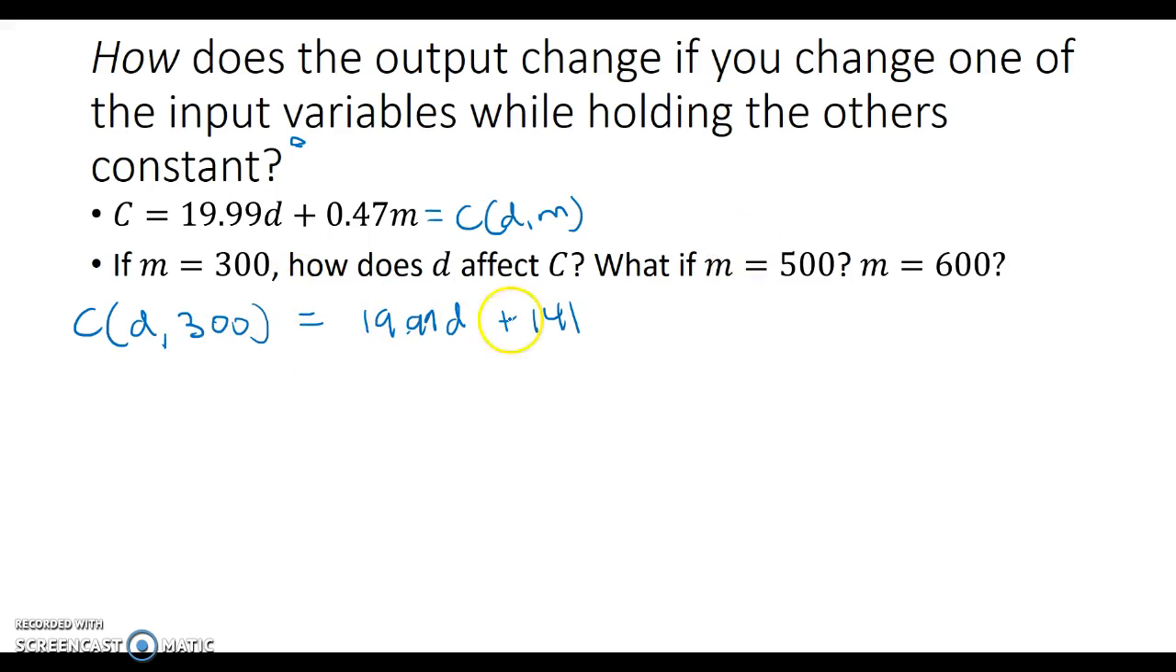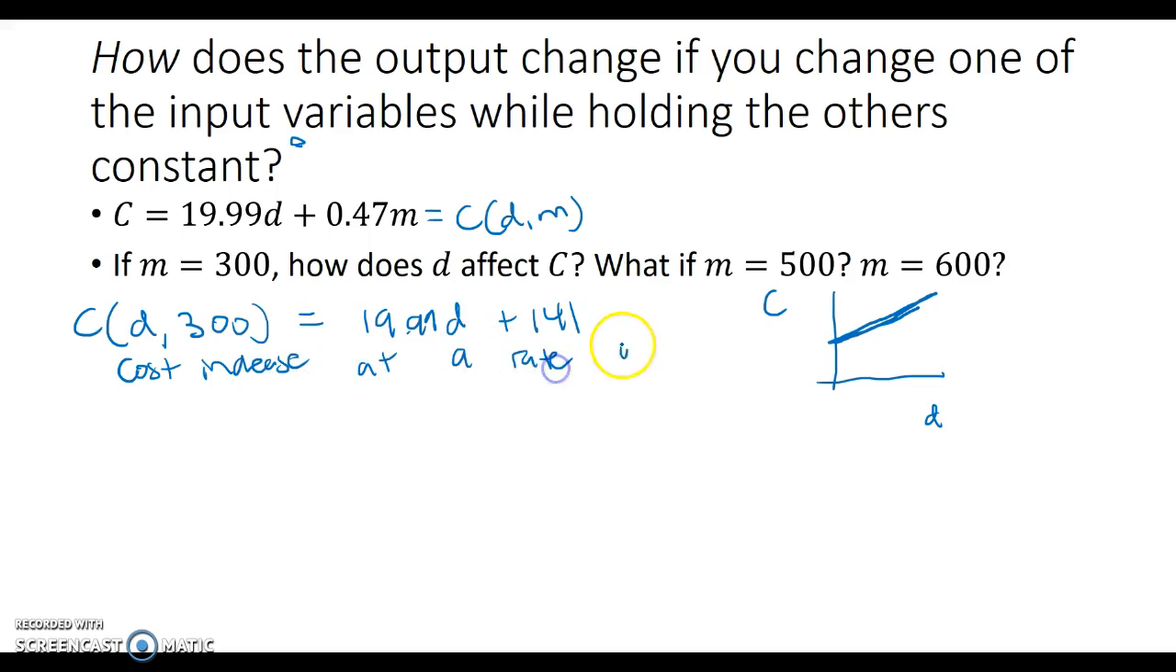Okay, so now we can analyze this. If you look at cost versus the number of days that you have it for, with the vertical intercept of 141, we have a constant rate of change in the cost. So we can say that cost increases at a rate of $19.99 per 1 day. So that's the idea of rate of change already incorporated in there. That's, in other words, the slope of the line. The slope of the line here is going to be 19.99. Okay, well, how does that differ if I fix m to be 500?